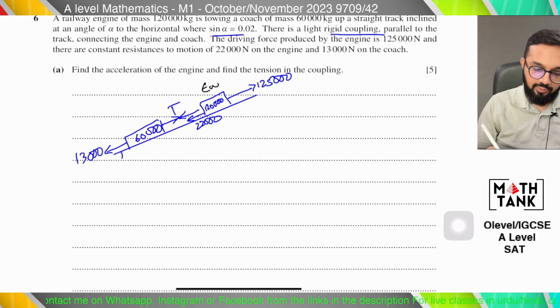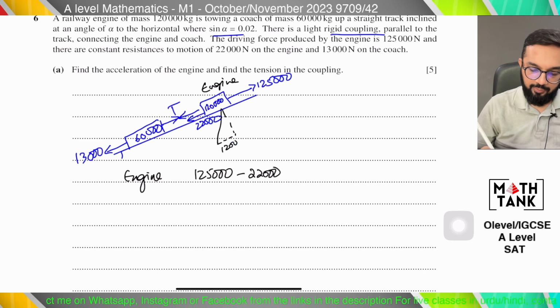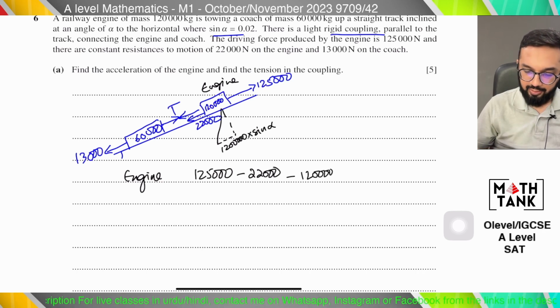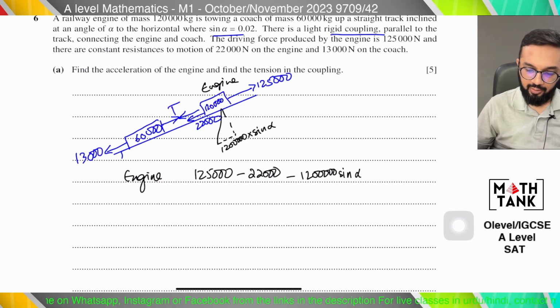So for the engine, what is happening is it's being driven forward by 125,000. There is a constant resistance of 22,000, and then there's also a weight component, which is 120,000 times g times sine alpha. So 125,000 minus 22,000 minus 120,000 g sine alpha, minus the tension, since the tension is pulling it back, equals ma, 120,000 a.